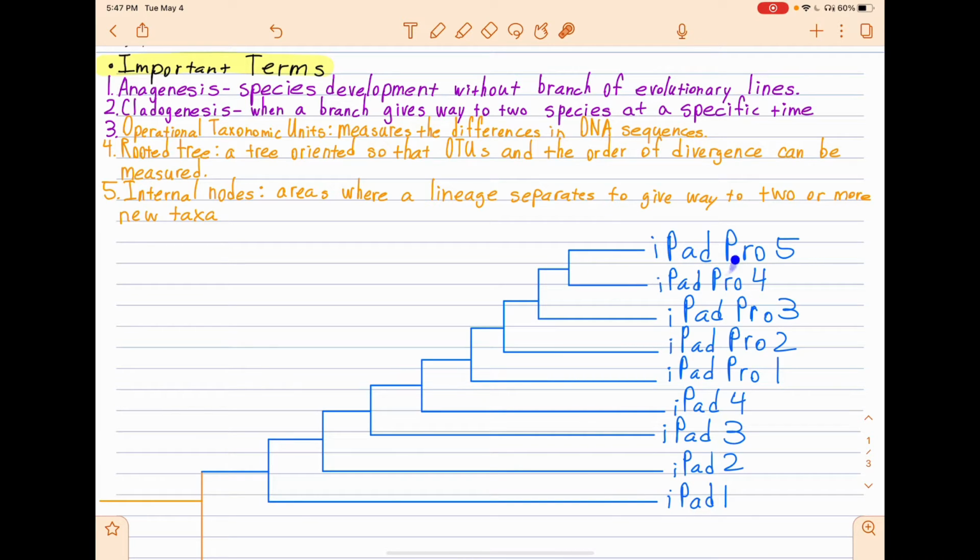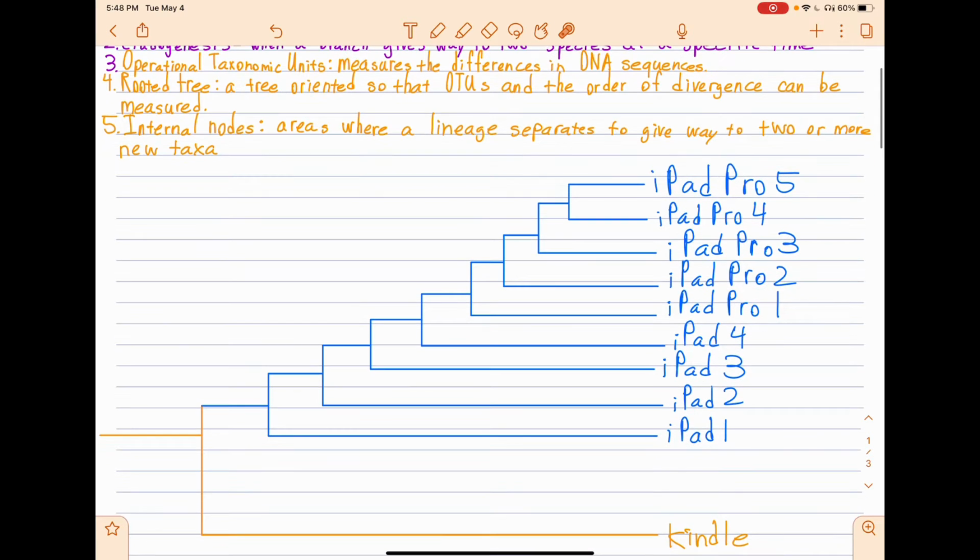to two specific iPad Pros. And you have a rooted tree, where the rooted tree just shows that there is an orientation such that the OTUs and the order of divergence can be measured. So you can see that this tree shows a divergence between Kindle and iPads at this node.